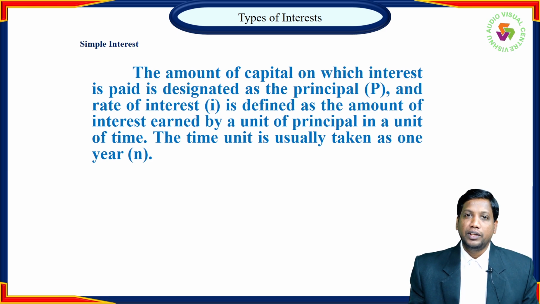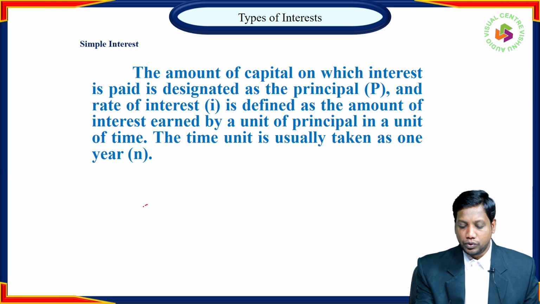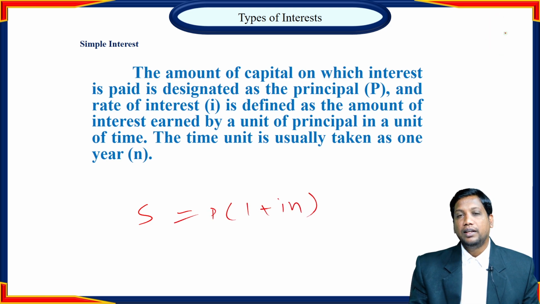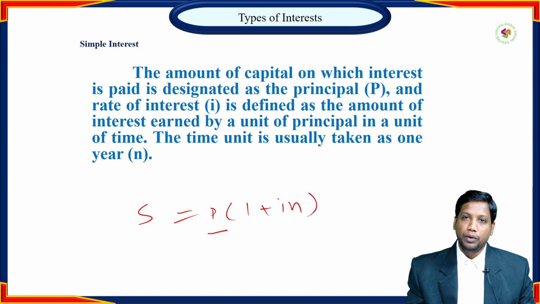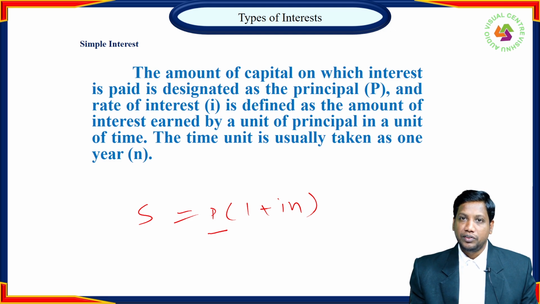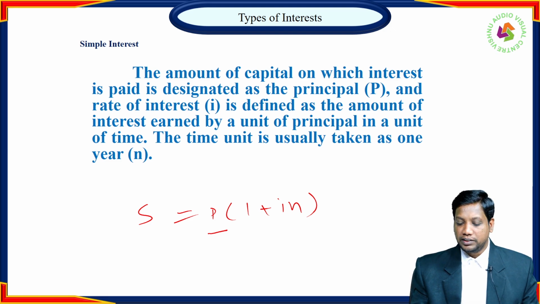In calculation of the simple interest, S equals P into 1 plus IN. What is P? P refers to the principal amount. Whatever the principal amount is, that is designated by the notation P, and I is the interest rate, and N is the number of years, the duration of the period, that is 2 years, 5 years, 10 years. S is the total amount accumulated after a period of years.